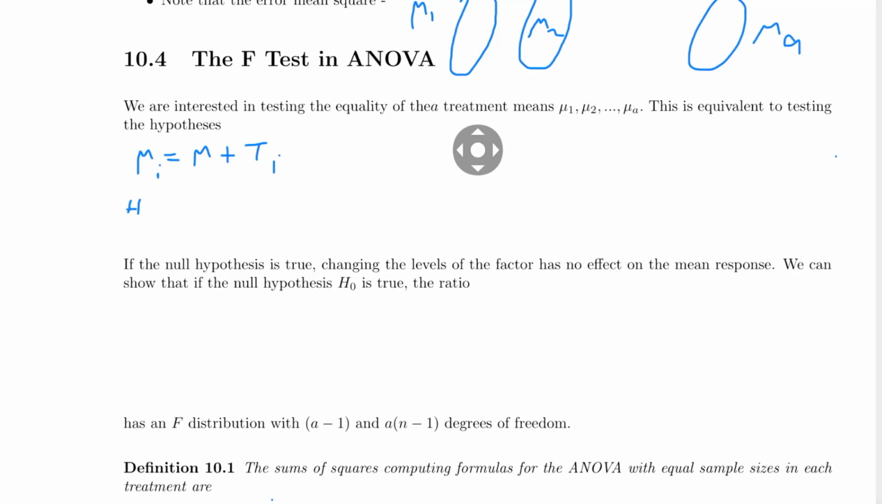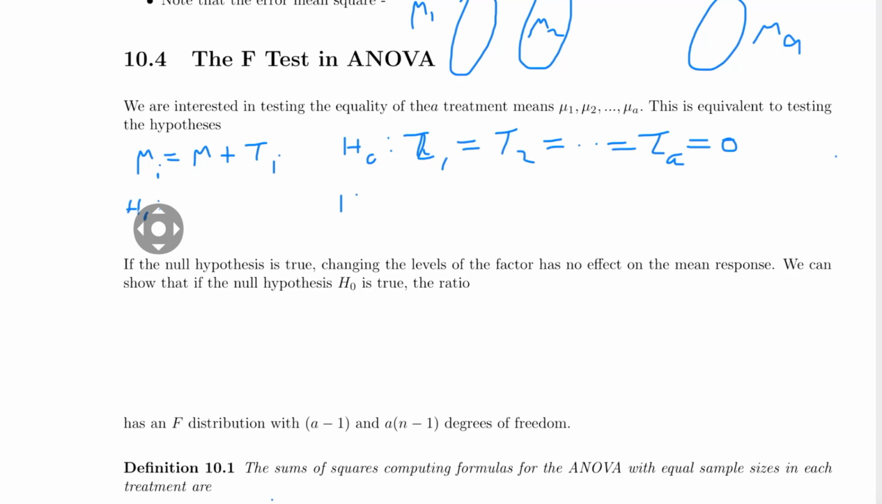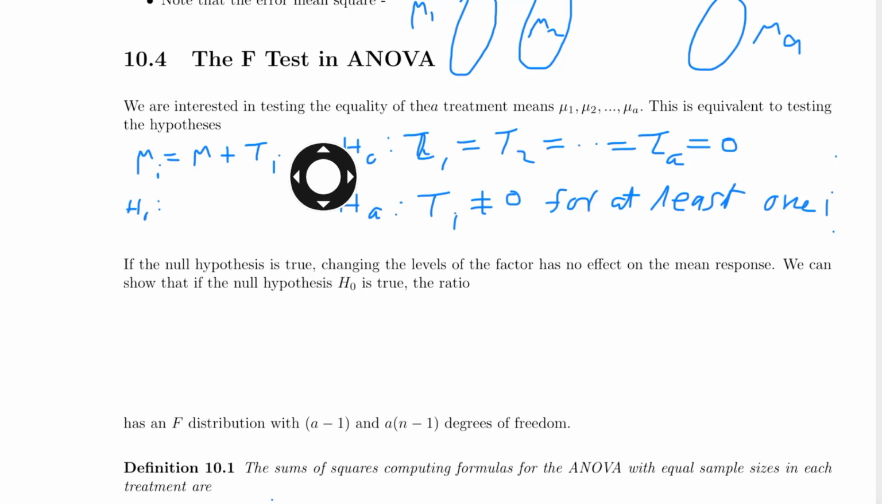So if we need to check the equality of the A treatment means, then because of this relationship, we can check the treatment effect: H0, tau 1 equal tau 2 equal up to tau A equals 0, and HA, tau i not equal 0 for at least one i. So this is the null and alternative hypothesis. Again, understand we can check this one because of this relationship. Right. Once we have the null and alternative hypothesis, now what is the next thing we need?